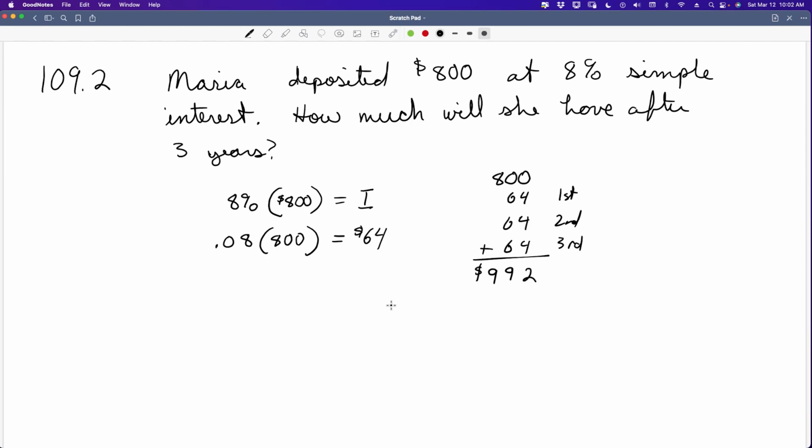So now let's look at what I was talking about earlier, compound interest. And that is where your interest earns interest. So let's talk about that next. So in the previous example, Maria had earned $64 in simple interest at the end of the first year. And so she had a total of $864.